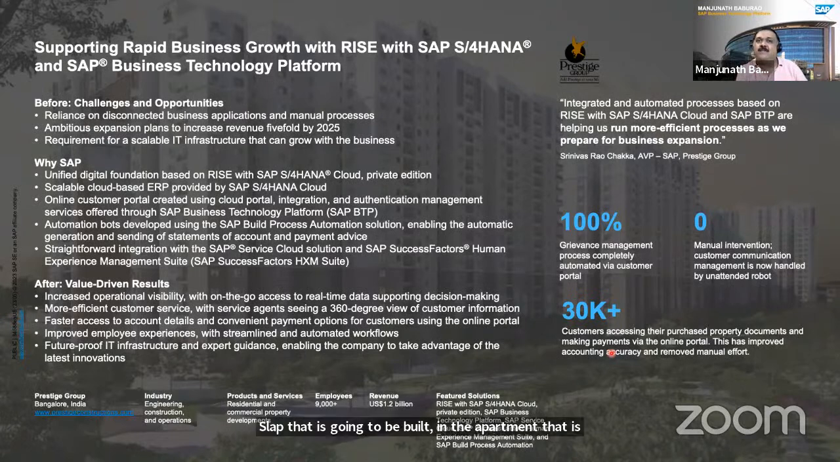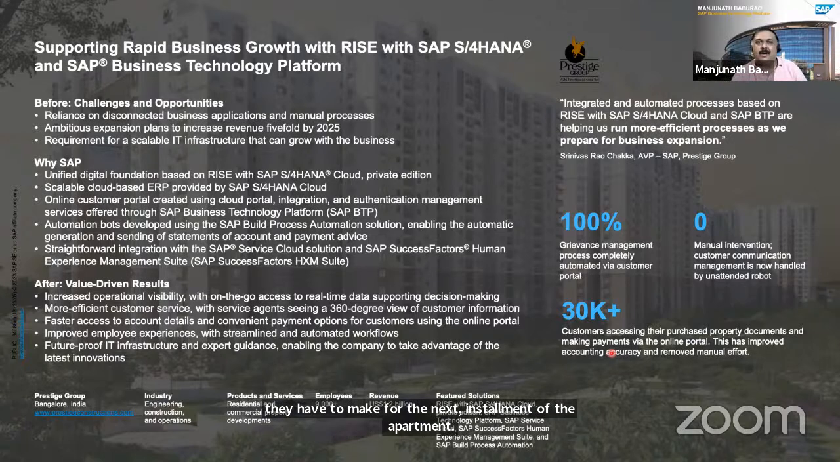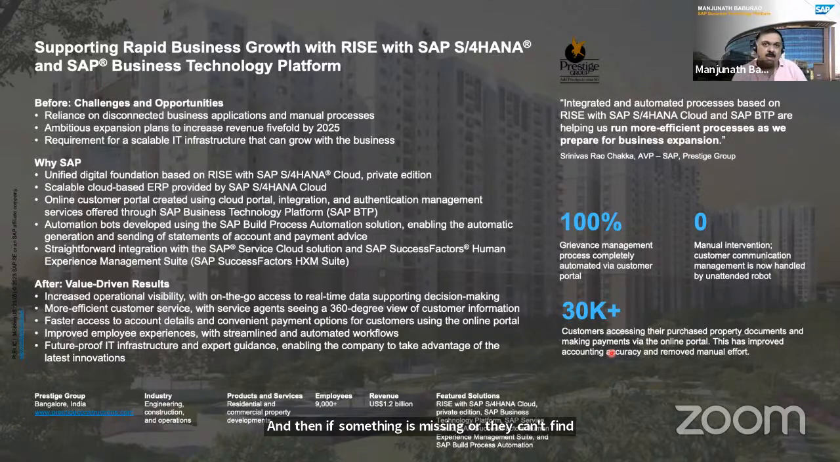So all of this communication with the end customer: how can they look at their account statement, what is the payment that they have to make for the next installment of the apartment, and if something is missing or they can't find a document, how can they raise a grievance, or do they call a particular person? A lot of that grievance management and communication management with the end customer was fully manual, right?